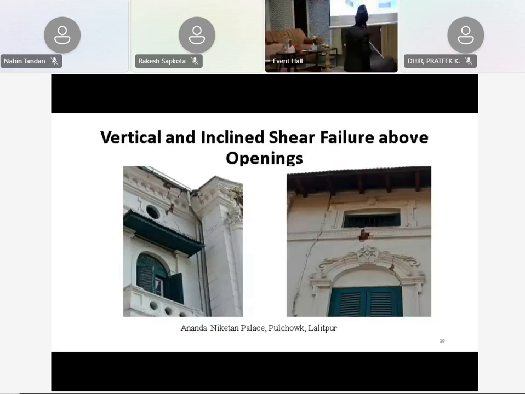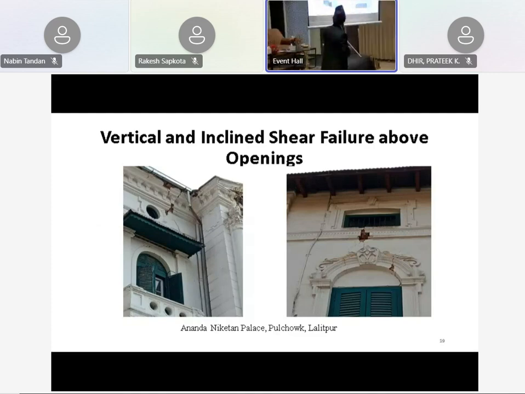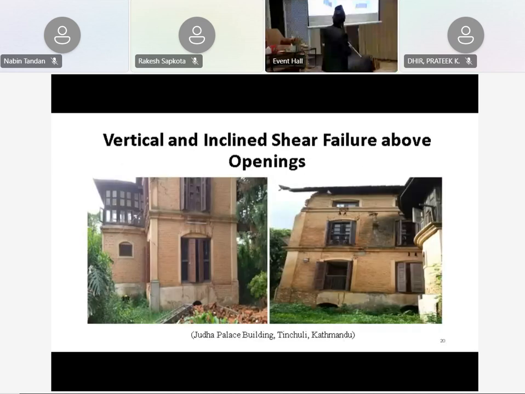Next, please. And vertical and inclined shear failure. We can see the vertical failure here. Next, please. And this is the Juddha Palace building in Tinchuli. We can see the vertical shear failure here, because the two openings are very close and the distance between them is not enough. That's why it cannot resist the vertical shear in this part.